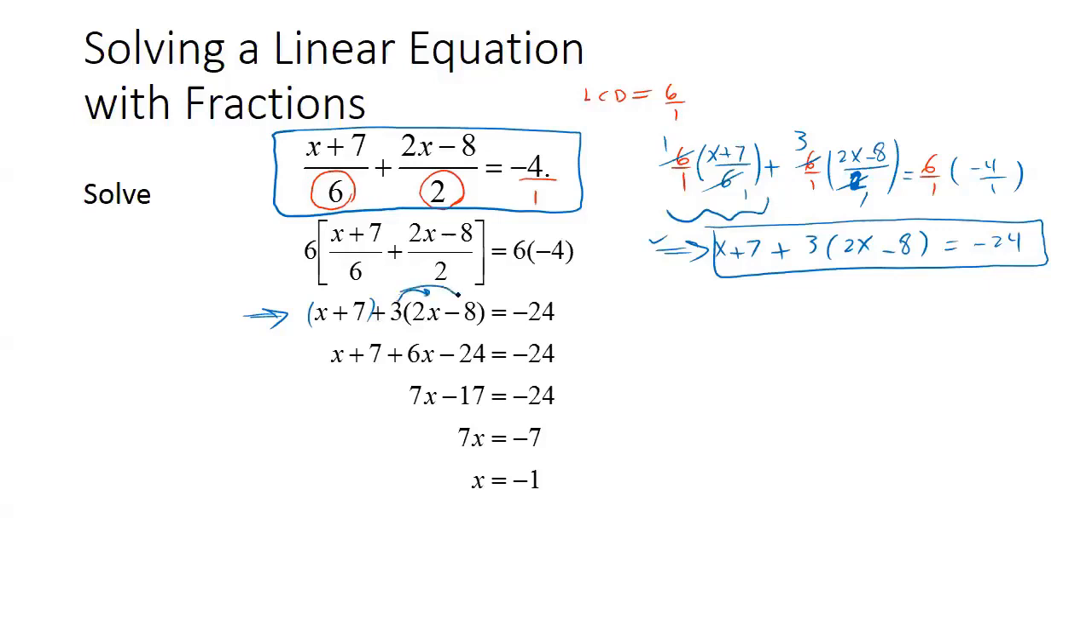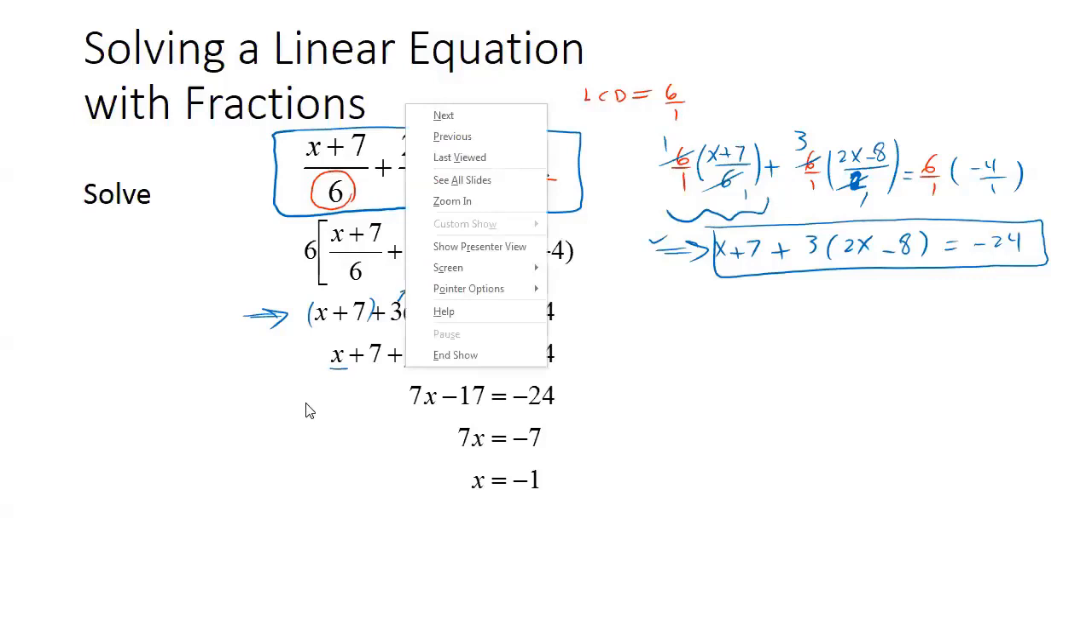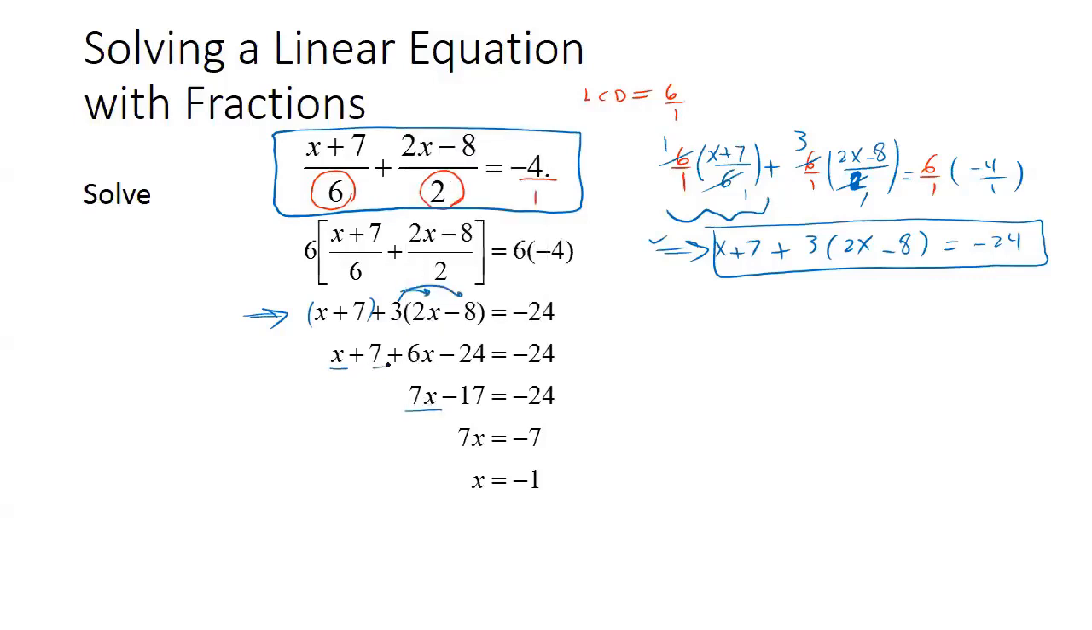That's pretty simple. You distribute 3, that becomes 6x minus 24, and then you combine like terms. You have 6x and 1x, that'll give you 7x. You combine 7 minus 24, give you negative 17. You add 17 to both sides, you get 7x equal to negative 7, and you get x equal to minus 1.